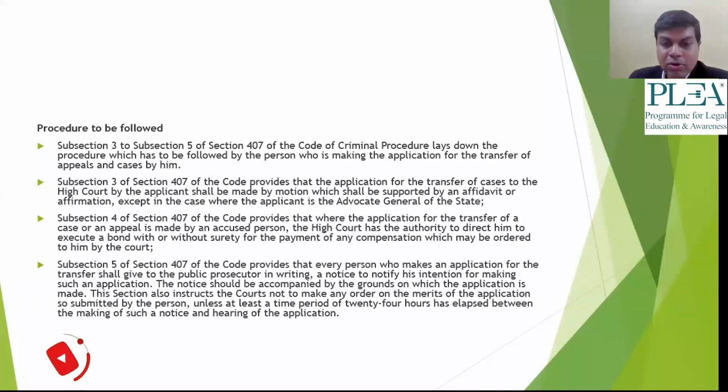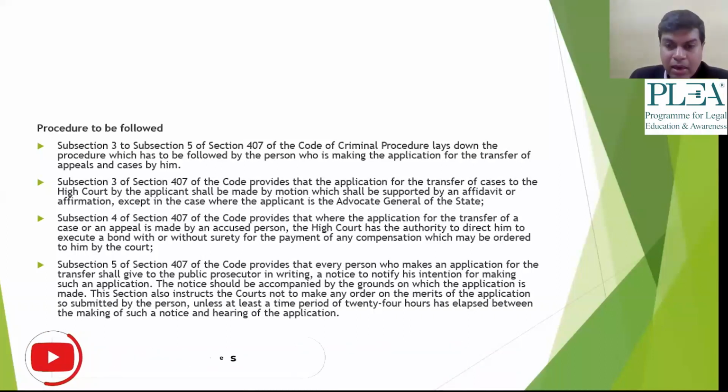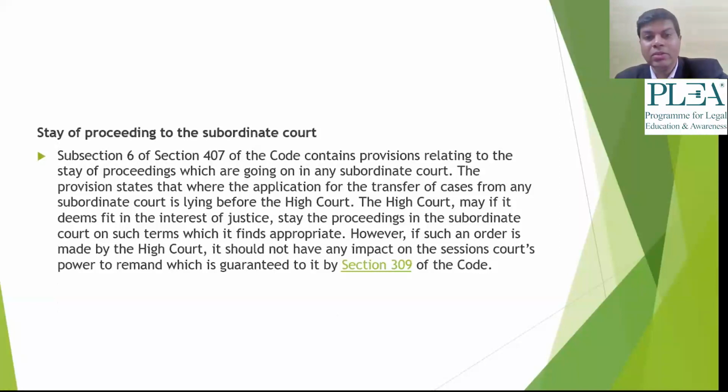Subsection 5 of Section 407 of the Code provides that every person who makes an application for the transfer shall give to the public prosecutor a notice in writing of his intention to make such an application. The notice should be accompanied by the grounds on which the application is made. This section also instructs the court not to make any order on the merits of the application unless at least a time period of 24 hours has elapsed between the making of such a notice and the hearing of the application. That is, stay of proceeding to the subordinate court.